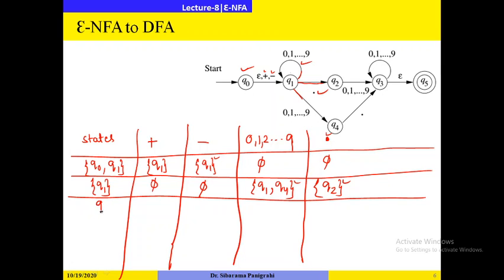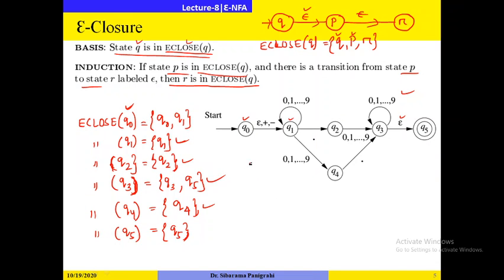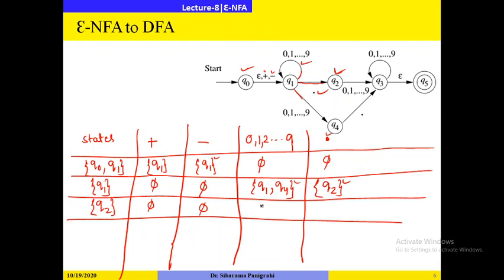So first let me go for Q2, right? So Q2 by taking plus as input, there is no next state, so it's phi. Q2 by taking minus as input. What is the next state? There is no next state, it means it's phi. Q2 by taking 0 to 9 as input, the next state is Q3. So while writing Q3, I have to look at the epsilon closure of Q3. What is the epsilon closure of Q3? It's Q3 Q5. So here, instead of Q3, I will write Q3 Q5.